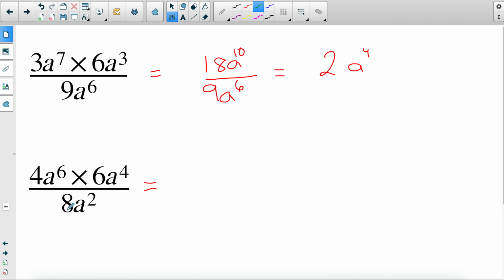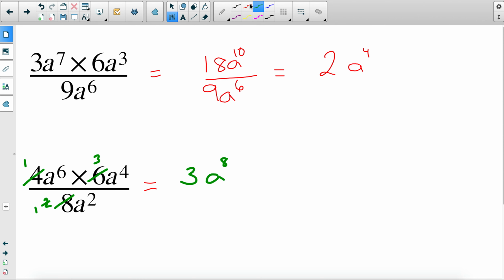Because I'm multiplying and dividing, there's no plus and minus, which means I could deal with this in any order I want. So I'm going to simplify the 4. This is going to end up being 1. This is going to end up being 2. And then I can simplify this 2 again. 2 goes into 2 once, and 2 goes into 6 3 times. So the coefficients will be 3. And then with the powers, well, I have 6 minus 2, which is 4, and then it's going to be 4 plus 4, which is 8. So I'm going to have a to the power of 8.